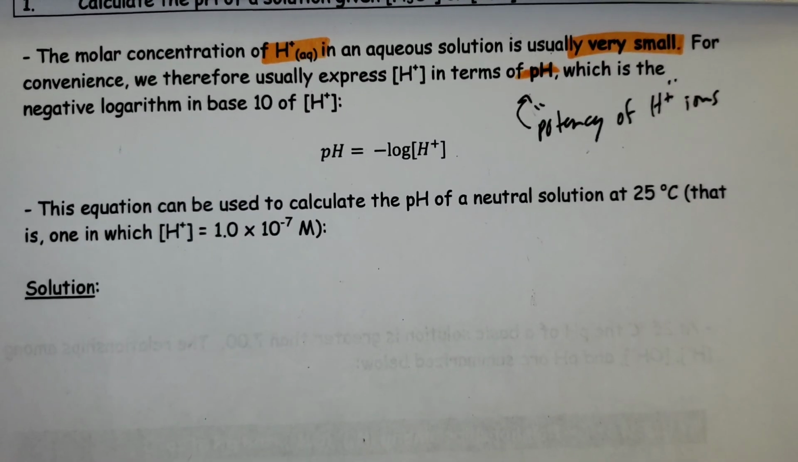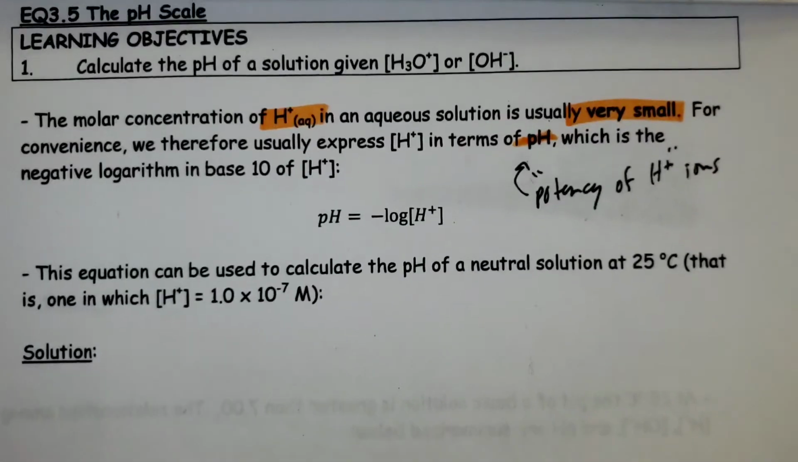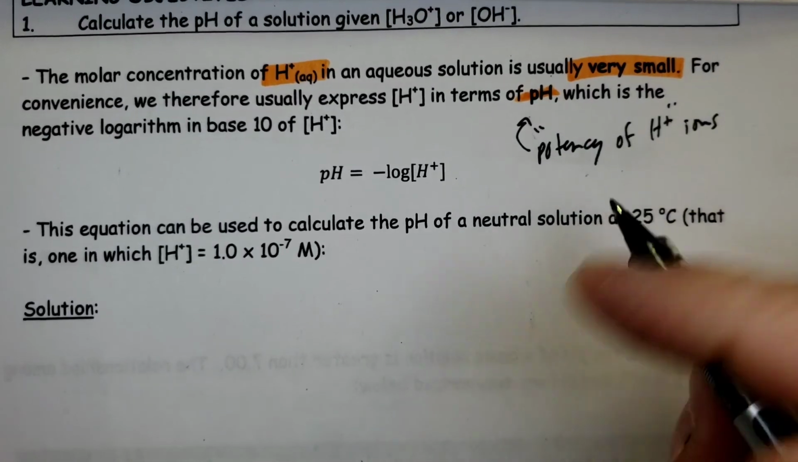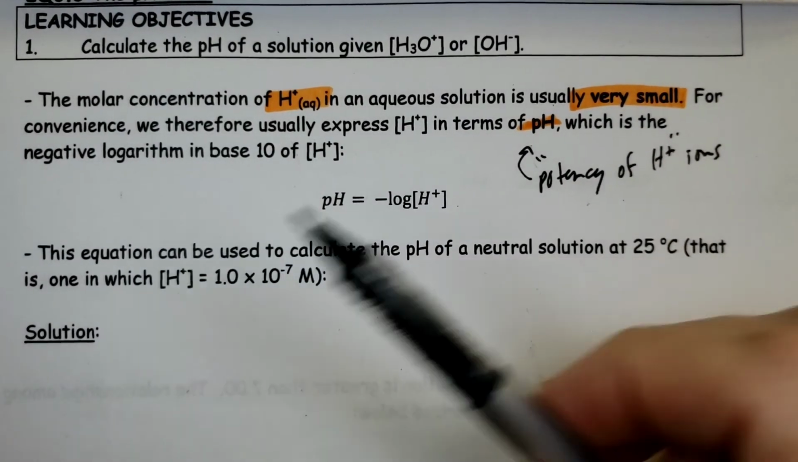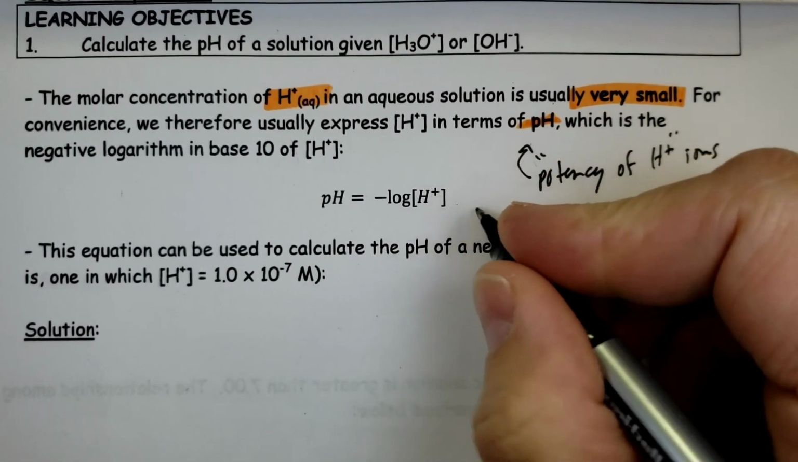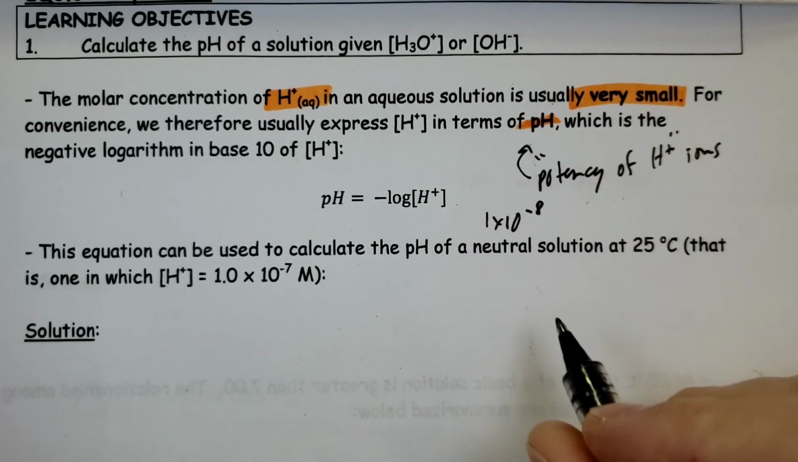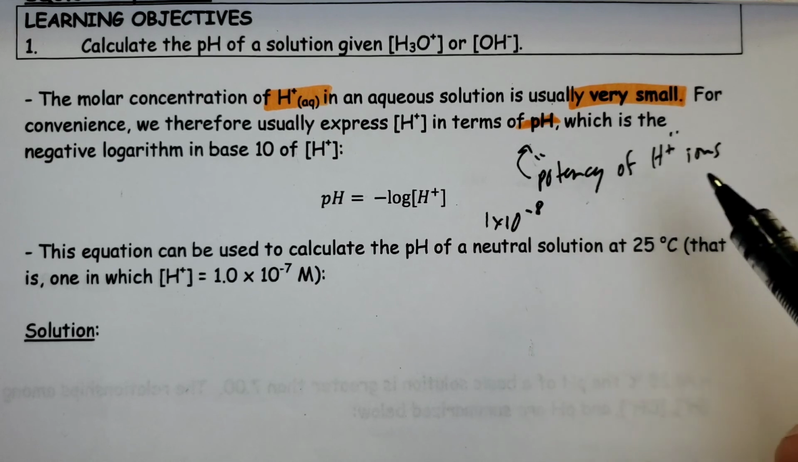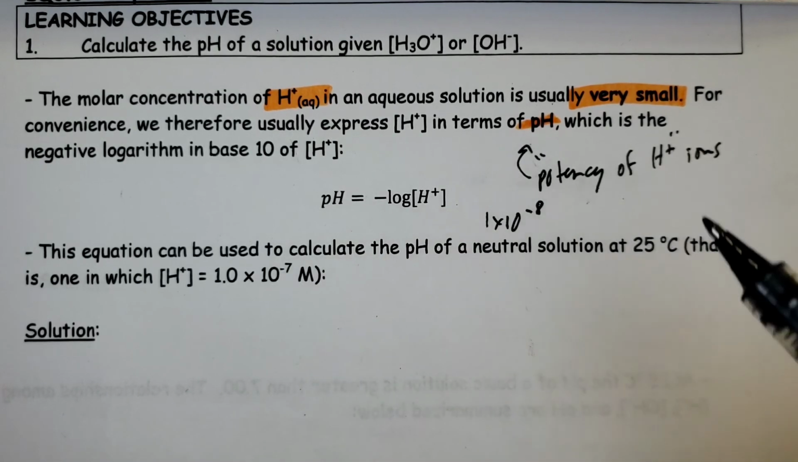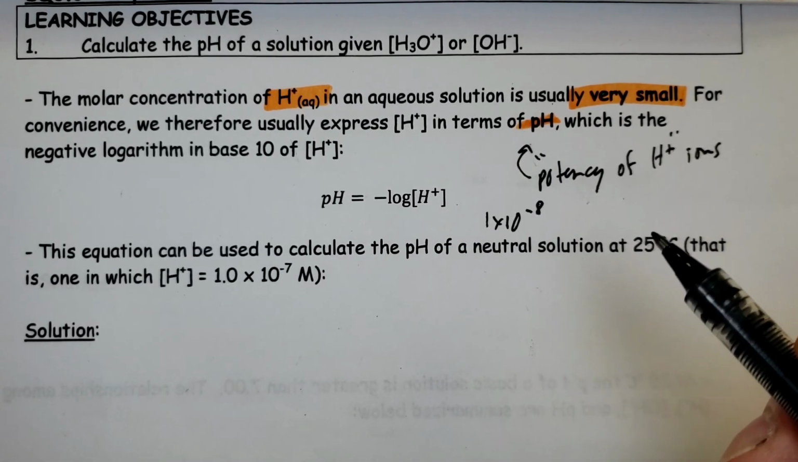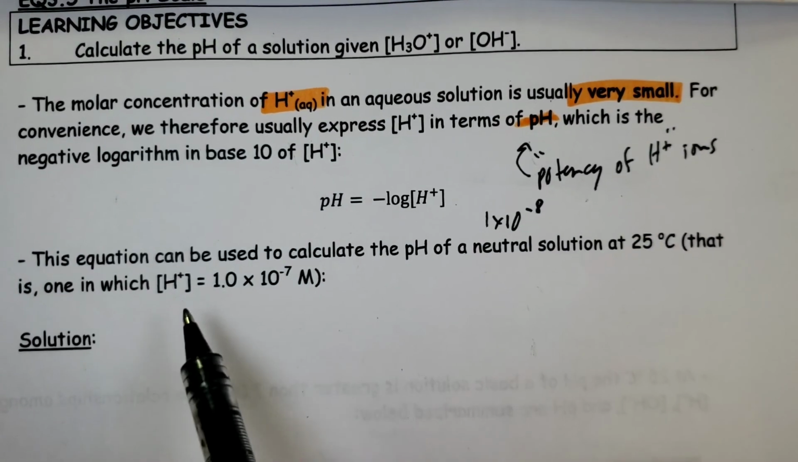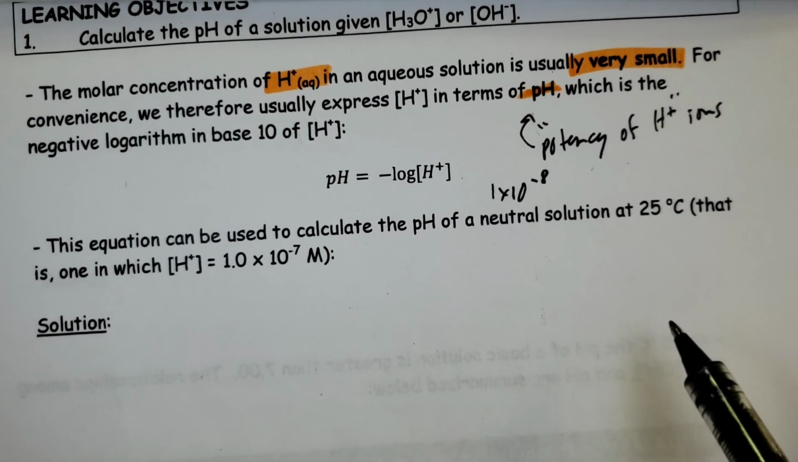So if we look over here, that's the relationship between pH and H plus ions, because these tend to be very small. For example, 1 times 10 to the minus 8 is a really, really small number. As human beings, we like to use numbers between 1 and 10, so this converts that into a number between 1 and 10. This equation can be used to calculate the pH of a neutral solution.